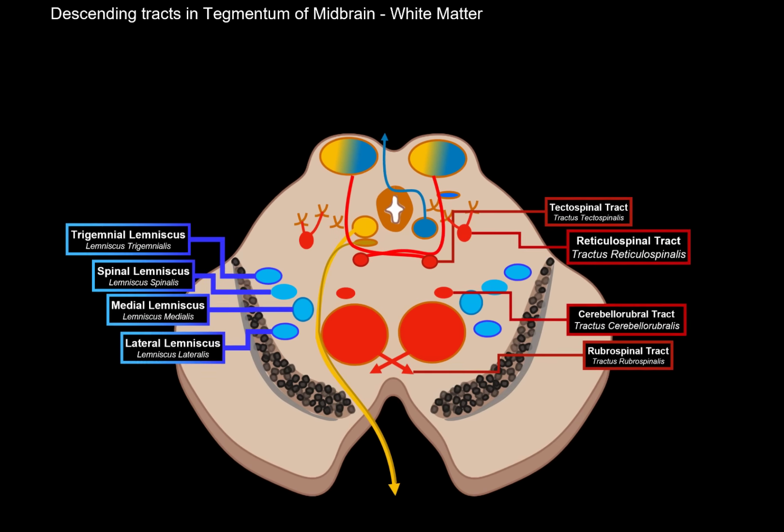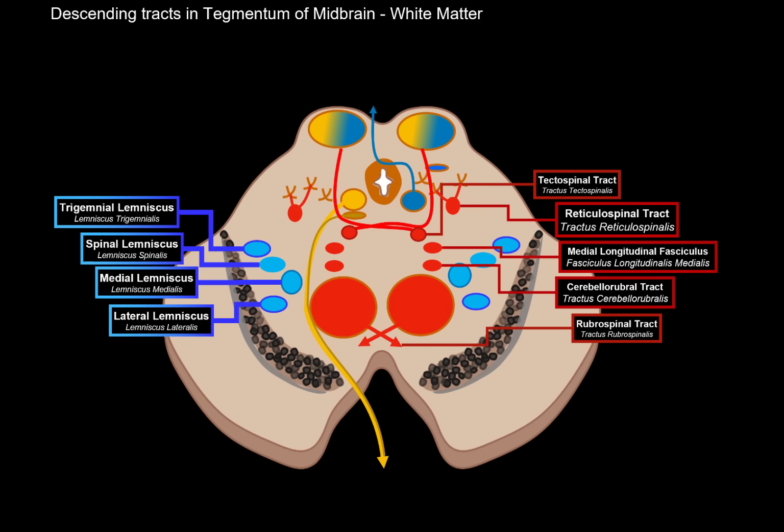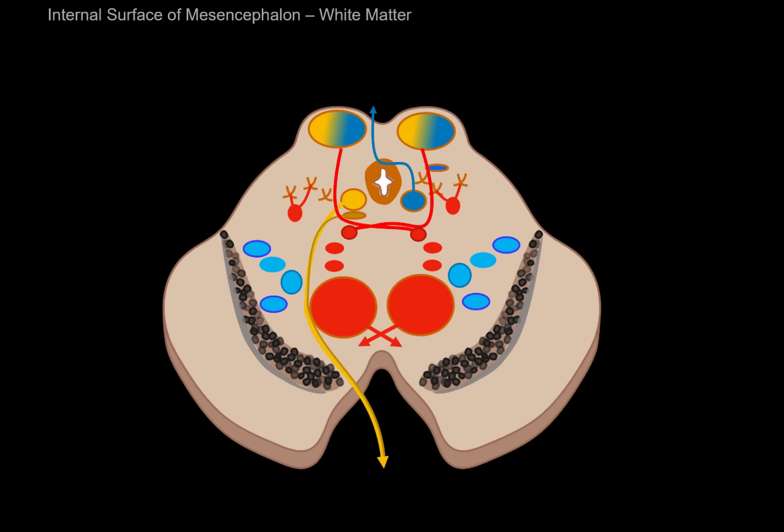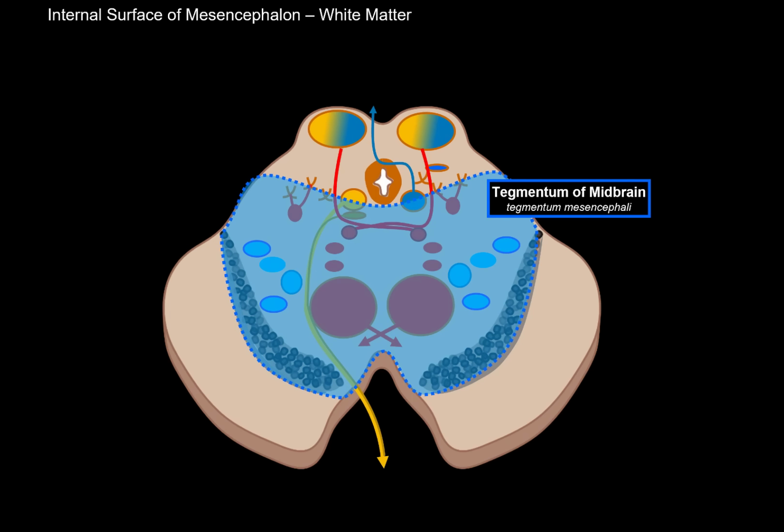So that's this one. Then we have the tract we call the medial longitudinal fasciculus, which descends towards the spinal cord and is present only in the cervical segments of the spinal cord. And this tract coordinates involuntary movement of the head, neck, and eyes through synapses between the cranial nerves number 3, 4, 6, and 11. So that was all the descending tracts in the tegmentum of the midbrain. Now, let's do the descending tracts within the cerebral peduncles.